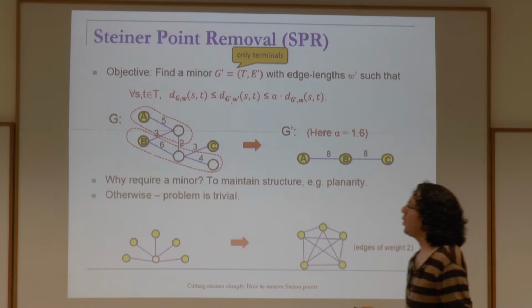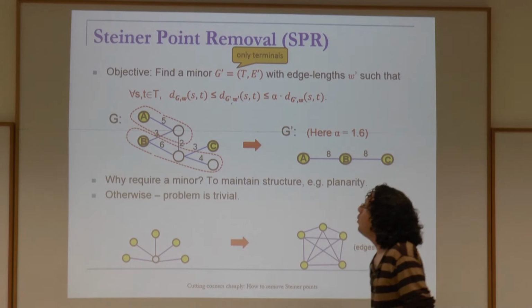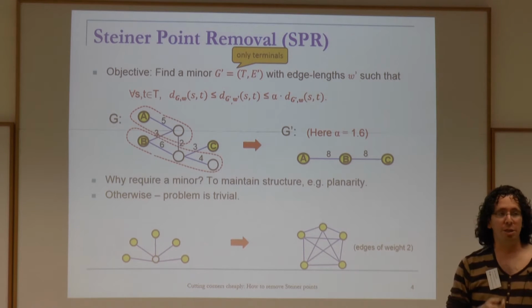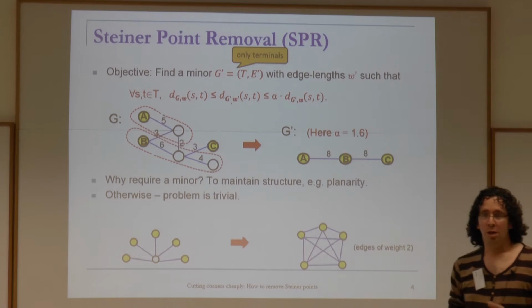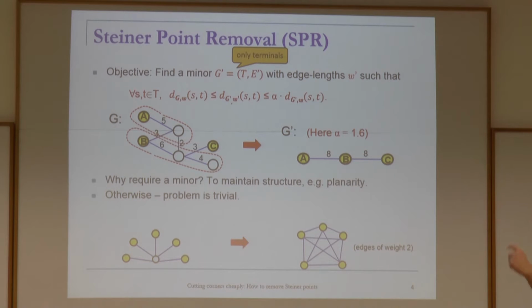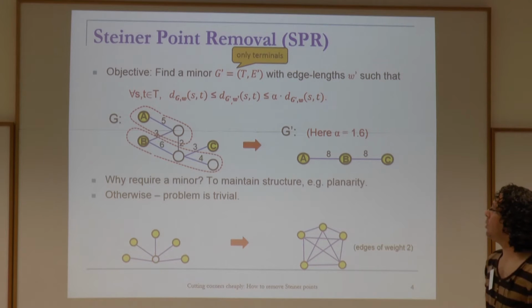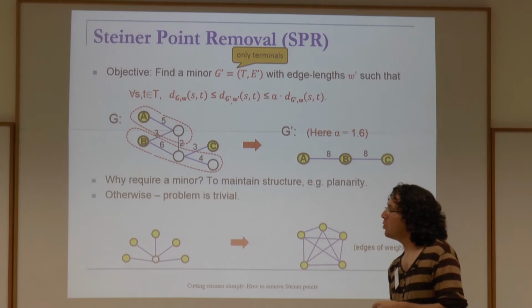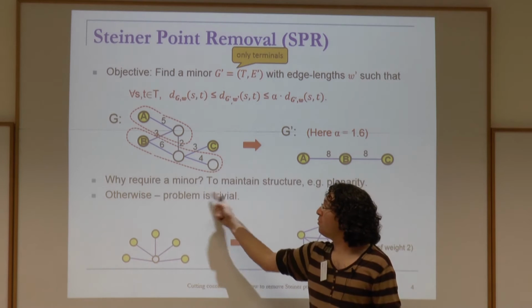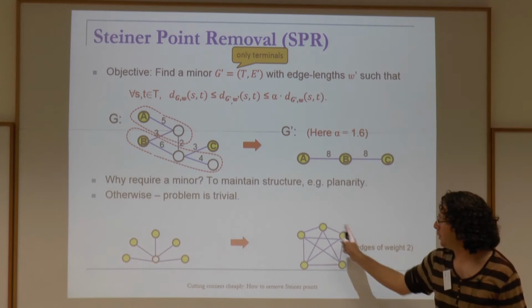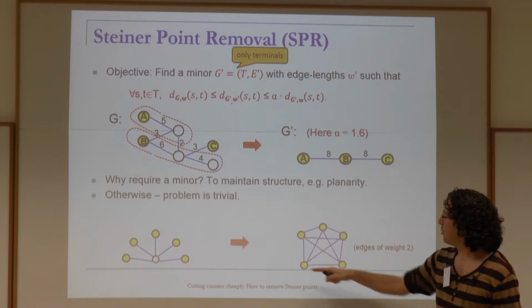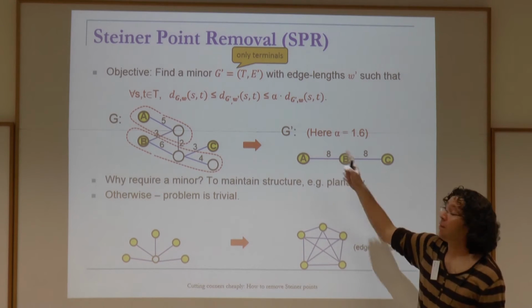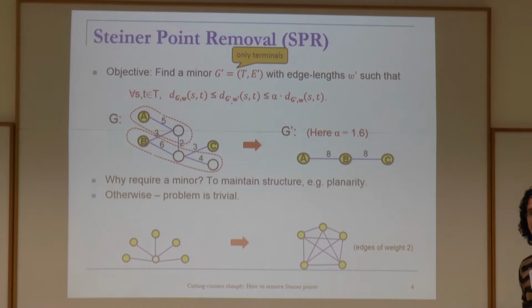Okay, so why do we require a minor? We want to maintain certain structures in the graph. For example, planarity, or the original problem was stated over trees, and we want a tree to give a tree. So we want to maintain certain structural properties, and also if we don't require a minor, then the problem is trivial. We simply output the complete graph over terminals, with the edge weights simply the original distances, and we are done.